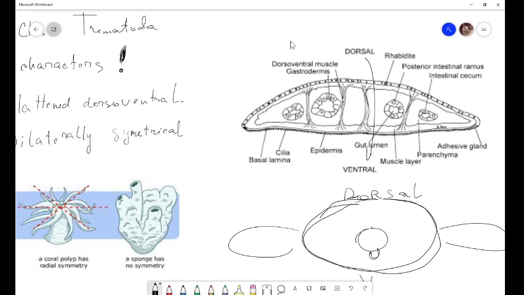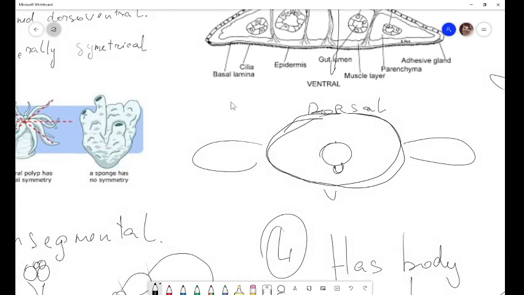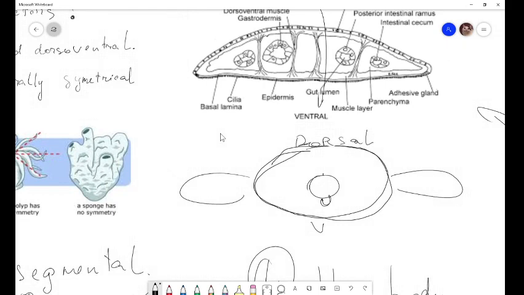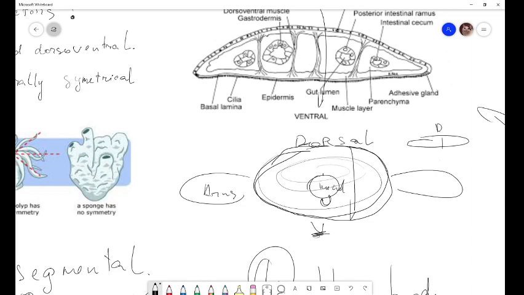For example, a human has dorsal and ventral sides, and we are somewhat flat from the dorsal to the ventral side. It is our arms, it is our head, and this is our body. And our body is flat from dorsal to ventral.